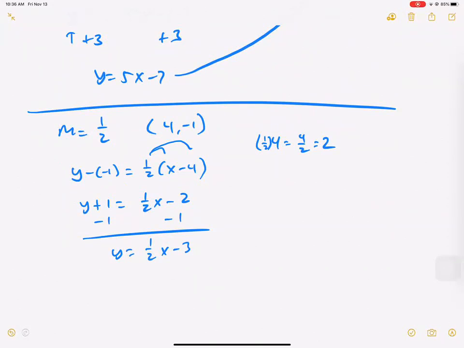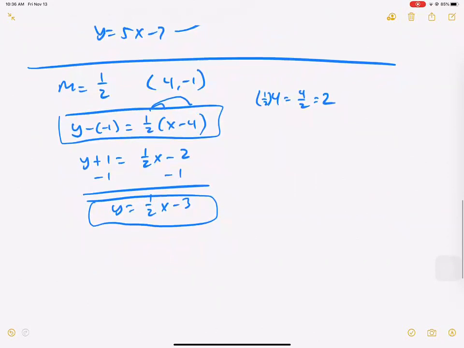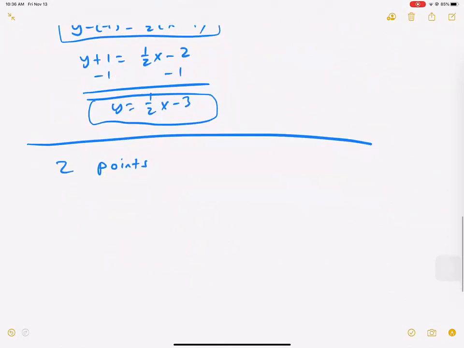So our issue is to write a point-slope form into slope-intercept form. That's one type of problem. The hardest problem here is this next step. What if I give you 2 points? Okay. If I give you 5, 2, and 7, 3.